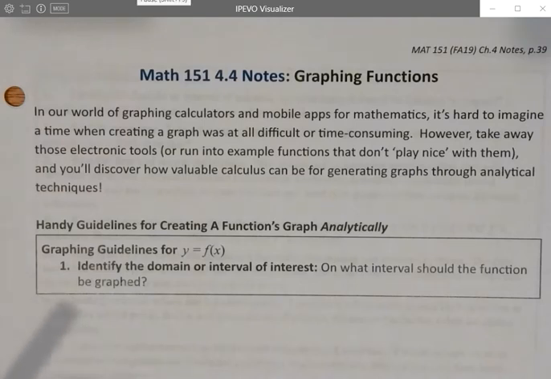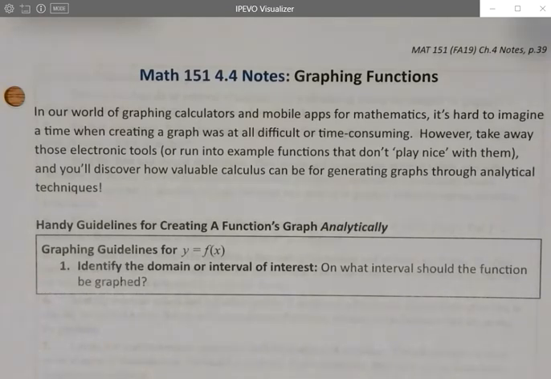In section 4.4, we're looking at graphing functions, and we're going to look at some guidelines for creating a function's graph analytically and analyzing that function's graph. This is also going to be similar to the project that you're going to work on in 4.4 as well, which is going to deal with many of these tasks.